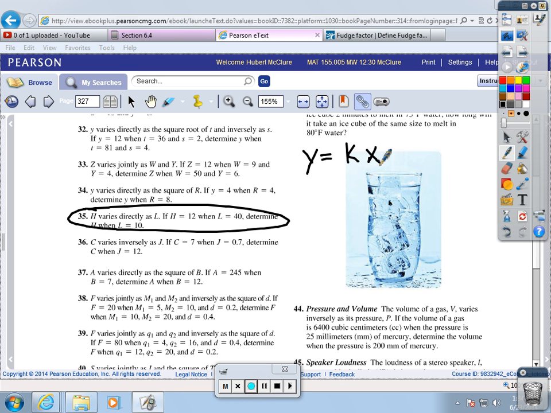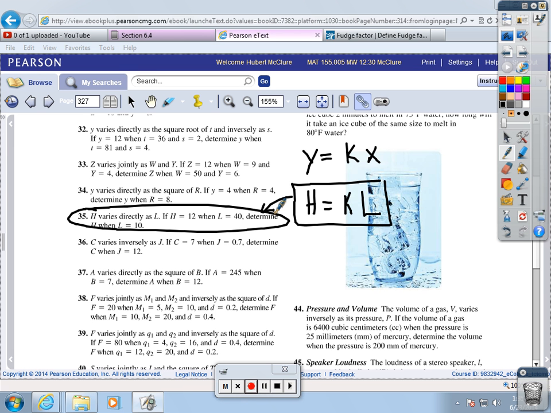So if it says H varies directly as L, what am I going to exchange for Y? H. And what am I going to exchange for X? L. Why not K? K never changes. So H is equal to K times L. This is your formula for this question. And there may be some homework questions that ask you to just convert the formula, and that's what they mean. What is your formula? This is your formula.